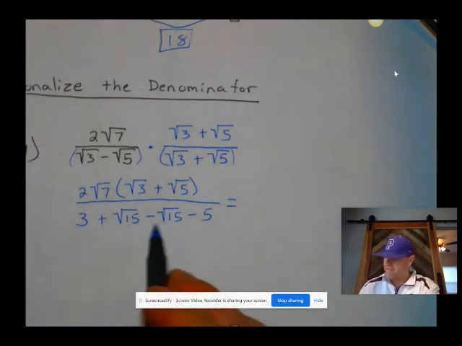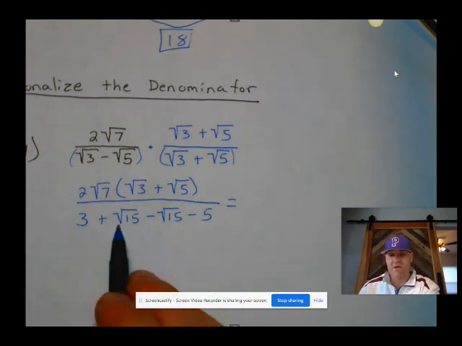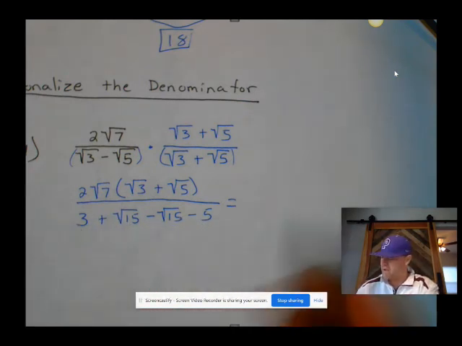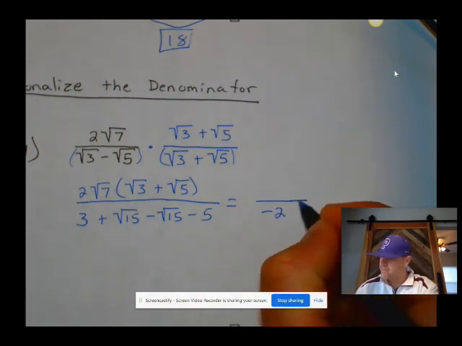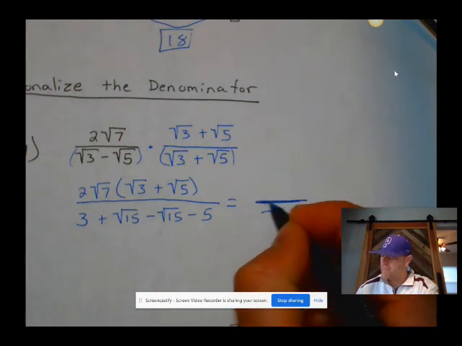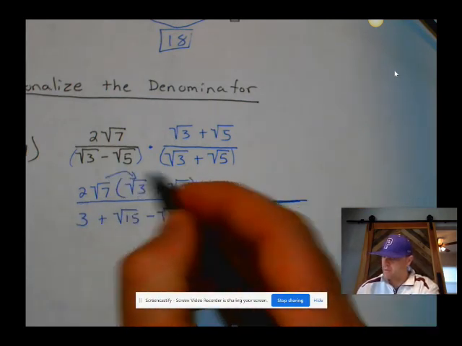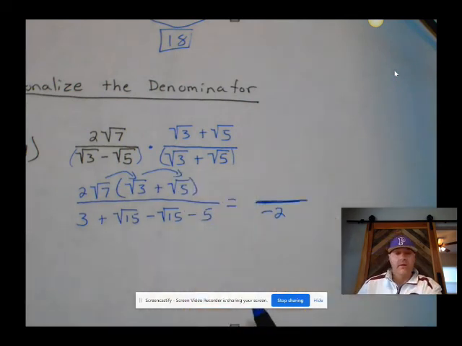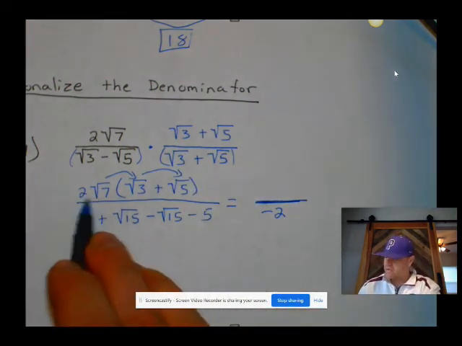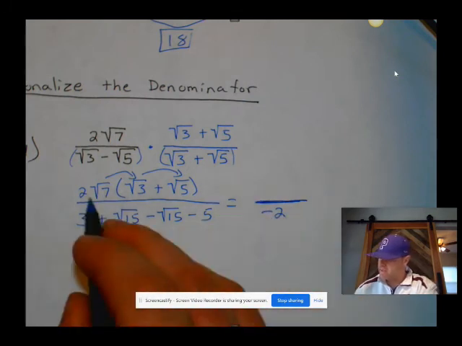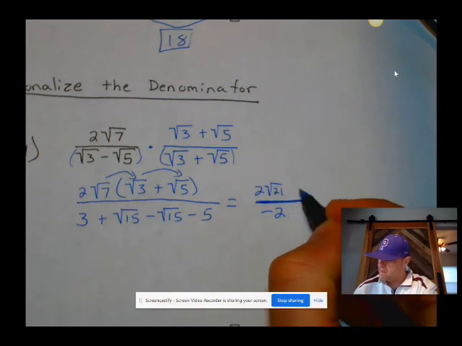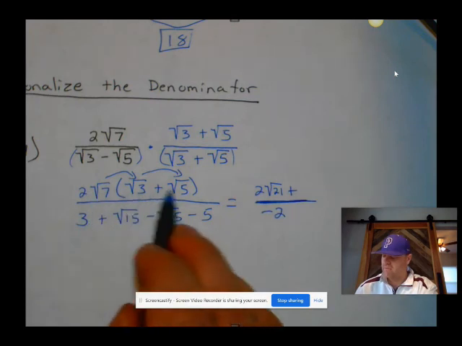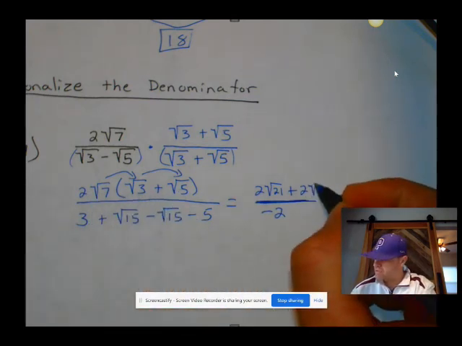Okay, square root of 15 minus square root of 15, those cancel each other off. And what's left on the bottom is 3 minus 5. All of that simplifies to give me a negative 2. And on the top, we can go ahead and use the distributive property. So the 2 square root of 7 is going to be multiplied by square root of 3, and it's going to give me 2 root 21 plus, and 2 root 7 times root 5 is going to give me 2 root 35.